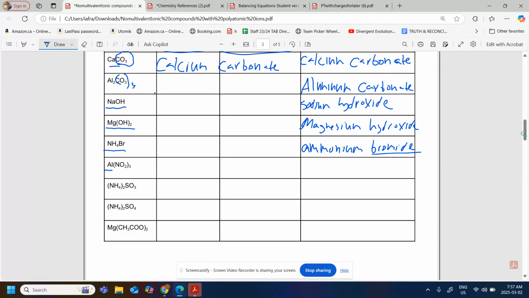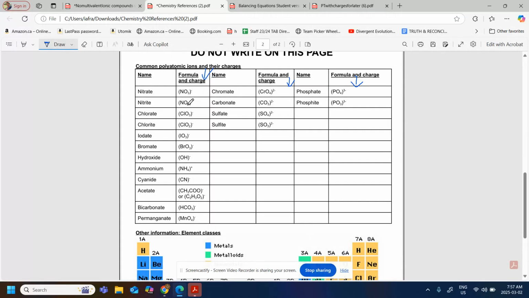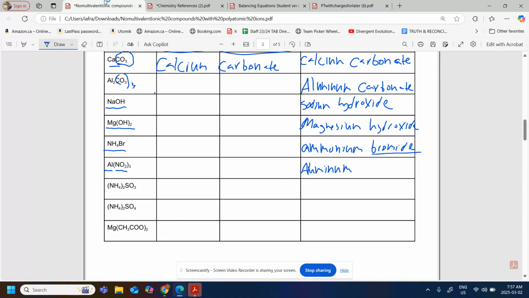Here you have aluminum and then NO2. So be careful there. Aluminum is your metal. And then your NO2, if you go to your chemistry reference table, you have NO2 and NO3. So look at what's inside the bracket. The NO2 is actually nitrite. So be careful there. It's aluminum nitrite, not nitrate.